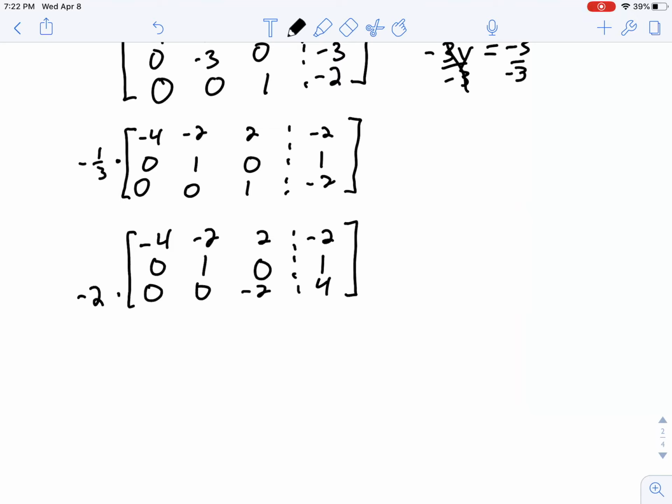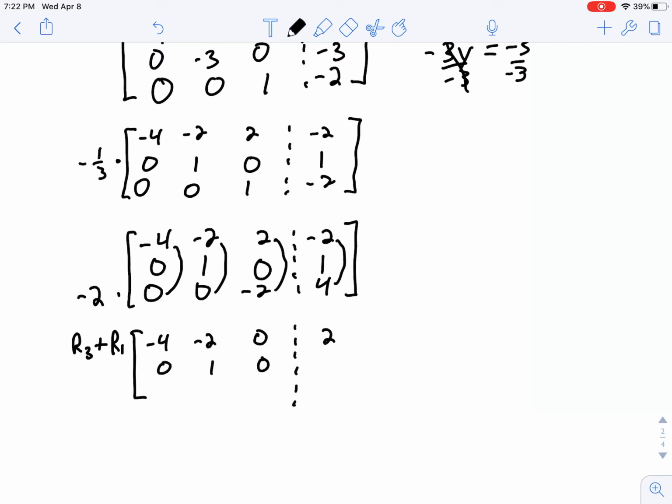Haha. Okay, so I multiplied the bottom row by negative 2. Now I'm going to do row 3 and add it upward to row 1. 0 plus negative 4 is still negative 4. 0 plus negative 2 is still negative 2. Negative 2 plus 2 is 0. 4 plus negative 2 is 2. The middle row we aren't concerned with.